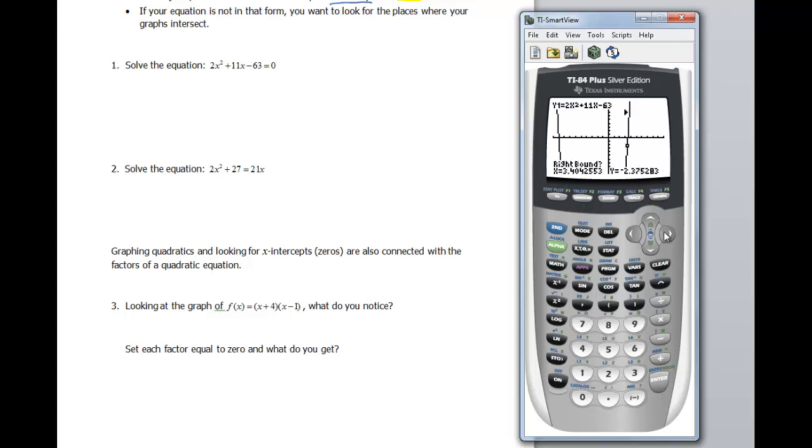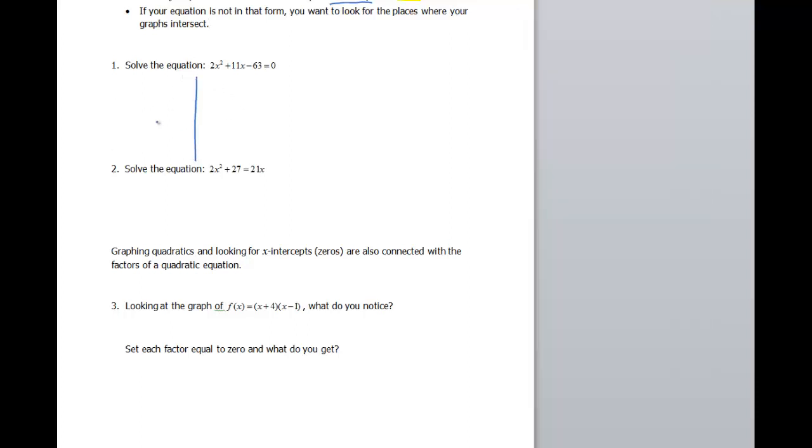Now it wants a right side, so I'm going to toggle this time above my axis. Oh, that looks pretty good. Okay, hit enter. Now it wants a guess. Oh, we're going to have to just go in there and hit enter. And sure enough, my guesstimate was pretty darn good. It's at 3.50.